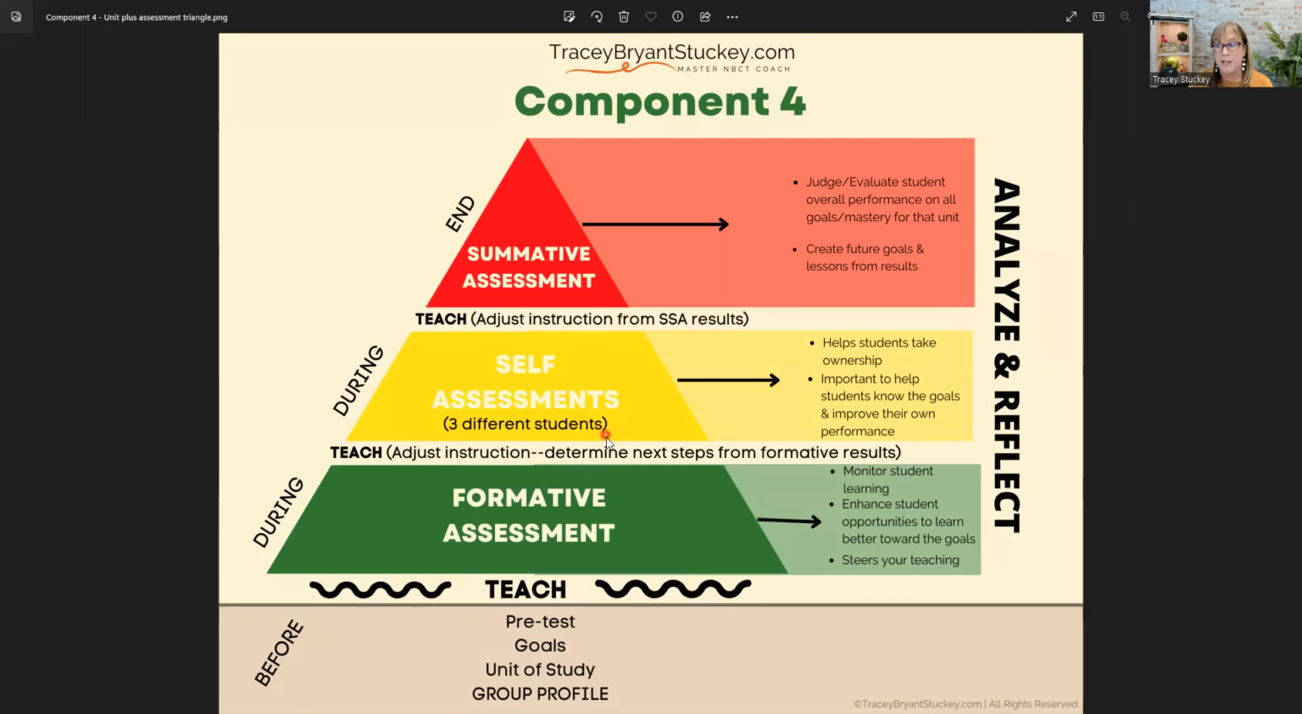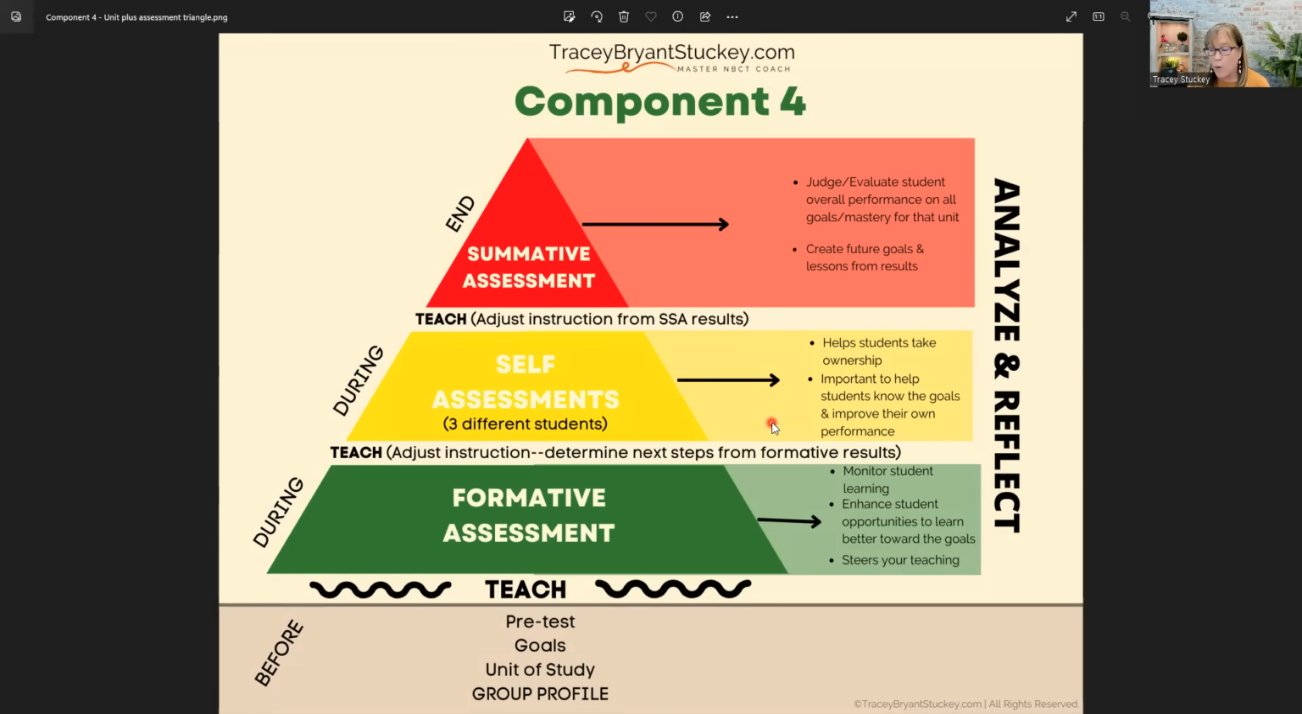Now, the self-assessments, you have to use 3 different students. You can also use 3 different self-assessments. It's up to you. What do they represent? They represent a way to help students take ownership. So they should kind of ooze that. They are important to help students know the goals and to improve their own performance. So they should be goals-based, but not graded. They're not graded, just like the formative's not graded.